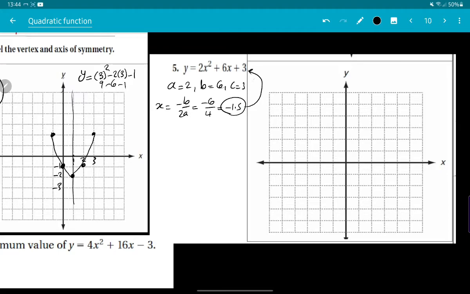When you substitute this here, y equals 2 multiplied by -1.5 squared plus 6 multiplied by -1.5 plus 3. When you calculate this, y will be -1.5. Now we have the vertex of the graph.